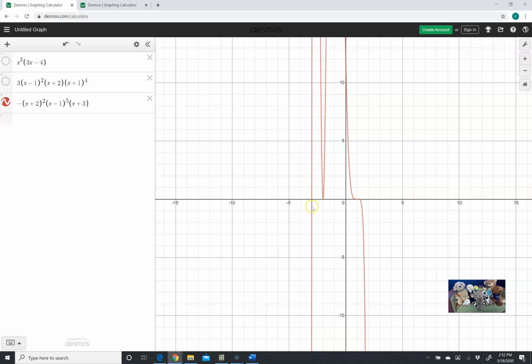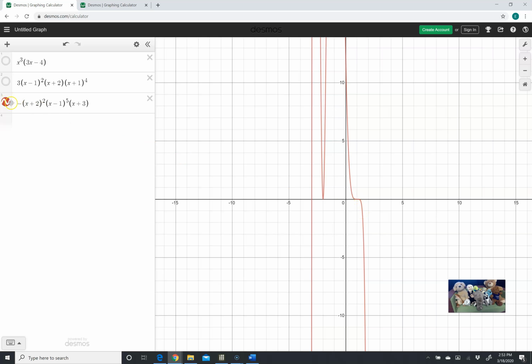So if we look at this graph, we can see that both sides are falling. So we know that we're going to have an even degree and a negative leading coefficient. We can also see where the roots are. So we can see that we have a root at -3, -2, and 1. And we know the multiplicities. We don't know the exact multiplicities, but we know whether they're even or odd. So this passes, so we know that this has a multiplicity that's odd. This bounces, so we know that it has a multiplicity that's even. And this passes, so we know that it has a multiplicity that's odd.